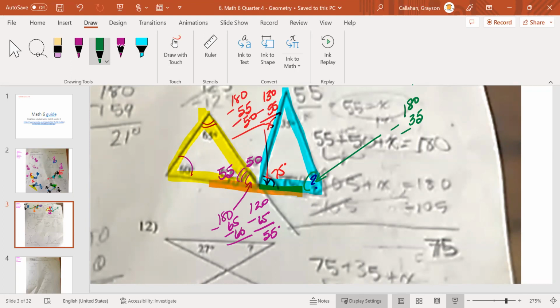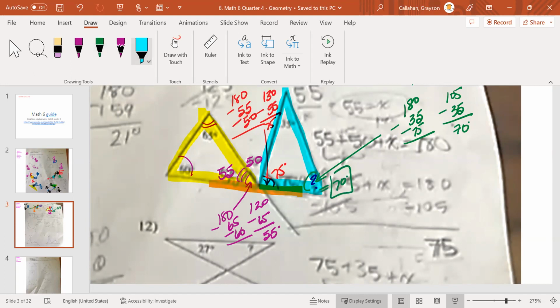What's the next one? 75. Let's subtract that. 180 minus 75 is 105. What's 105 minus 35? No, or maybe, hold on. That's not 75. 5 minus 5 is 0. What's 10 minus 3? 70. This angle right here is equal to 70 degrees.